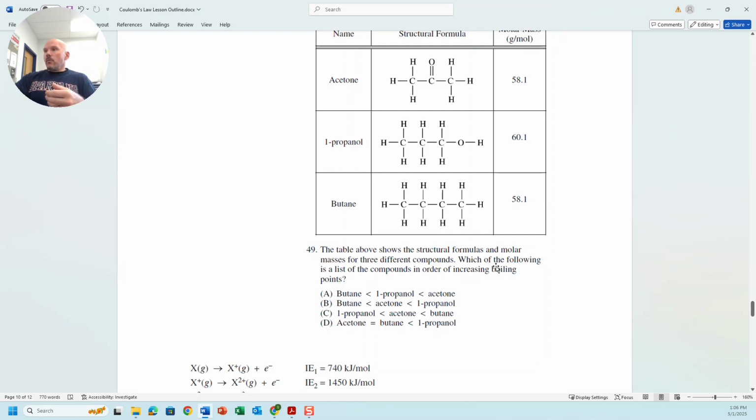So increasing boiling point, we would know 1-propanol would be the highest boiling point, followed by acetone, and then butane would be the weakest. So the correct answer choice is B here. But again, using Coulomb's law to explain why: why is that bond more polar than that bond? Why are these dipole-dipole interactions more intense than those dipole-dipole interactions? And again, it's Coulomb's law.